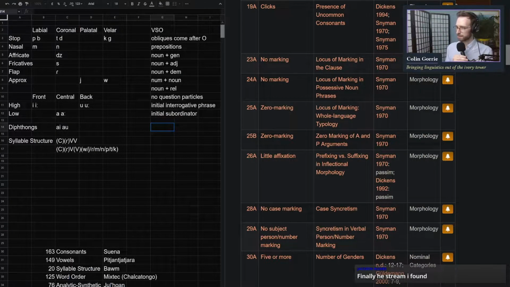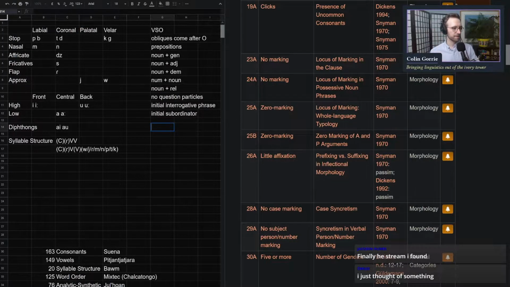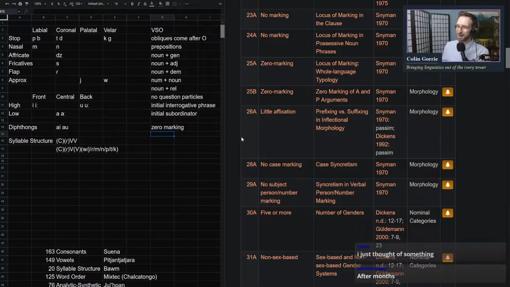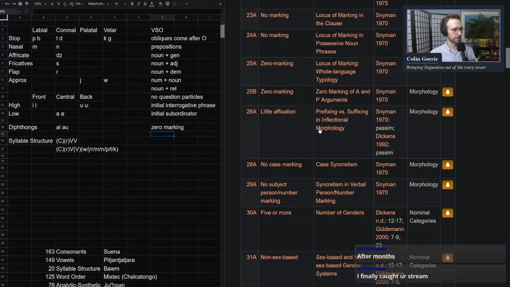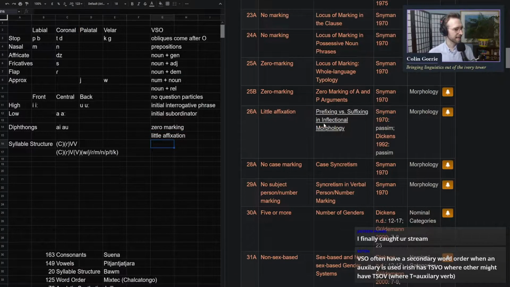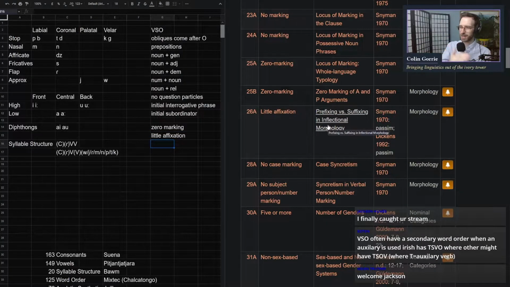All right. So anyway, we have zero marking, either on noun, in the clause, or within the noun phrase. So that's interesting. My little sum up statement. So that's interesting. Prefixing versus suffixing in inflectional morphology. So there's little affixation at all. So this is taking us towards that analytic direction.